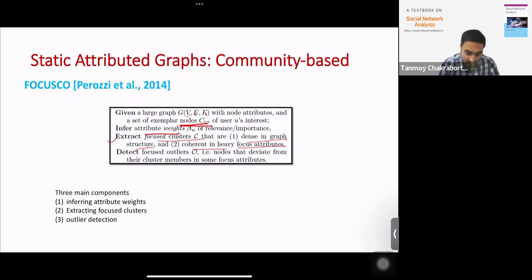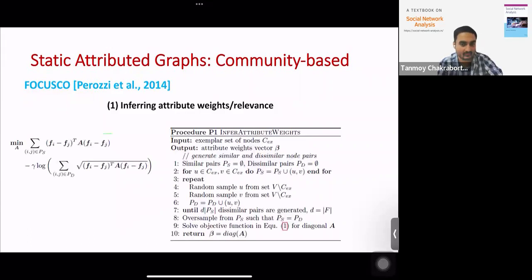Okay, and then we look at every cluster and then we identify outliers. This is the task. So 3 major components: inferring attribute weights, extracting focus clusters, and then detecting outliers. Okay, so let's look at them one by one. So there are some pseudocodes that I will discuss, but these are not that difficult. Okay, just follow me.